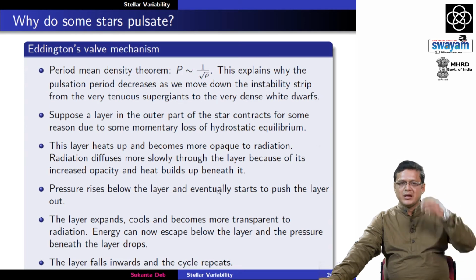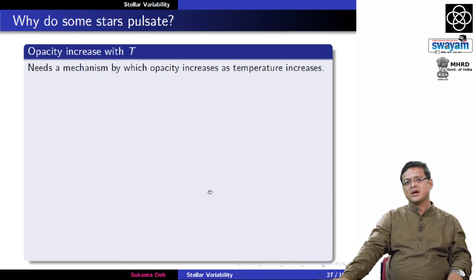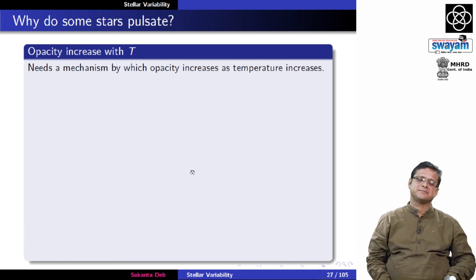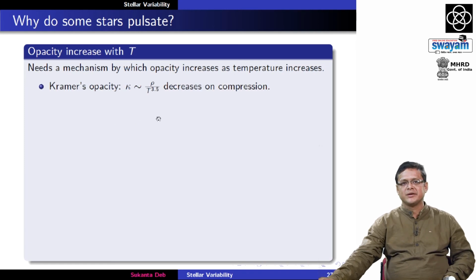Now, very importantly, in order to have this, we need a mechanism by which the opacity increases as temperature increases. But Kramers' law of opacity says that kappa, the opacity, goes as rho by T to the power 3.5, and therefore, when the envelope is compressed, the opacity decreases on compression.